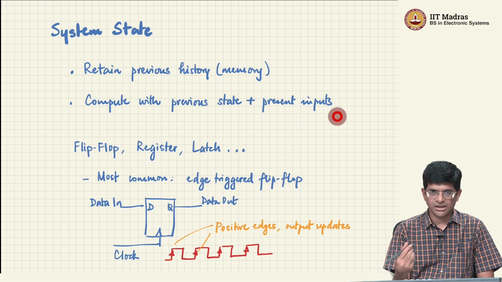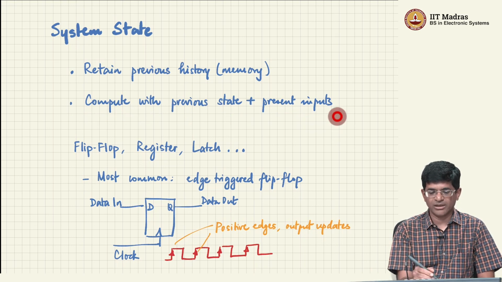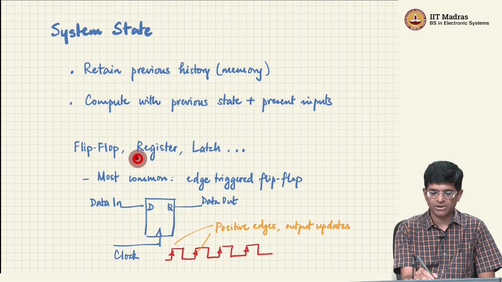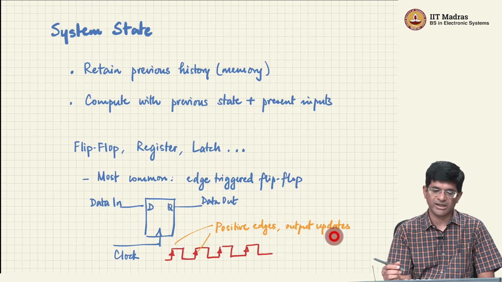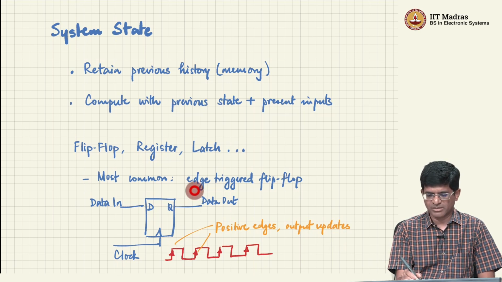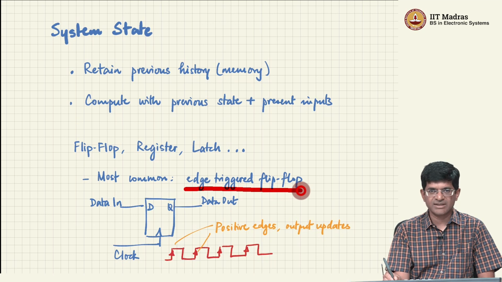There are many terms that are used for these kind of circuit elements. You will come across things like flip-flop, register, latch. We are not concerning ourselves with how exactly the sequential element is going to be implemented. That you would have seen in the course on digital systems. There are multiple different elements, but what matters is that the most common among them is probably what's called the edge triggered flip-flop. So the majority of digital circuits today rely on edge triggered flip-flops.